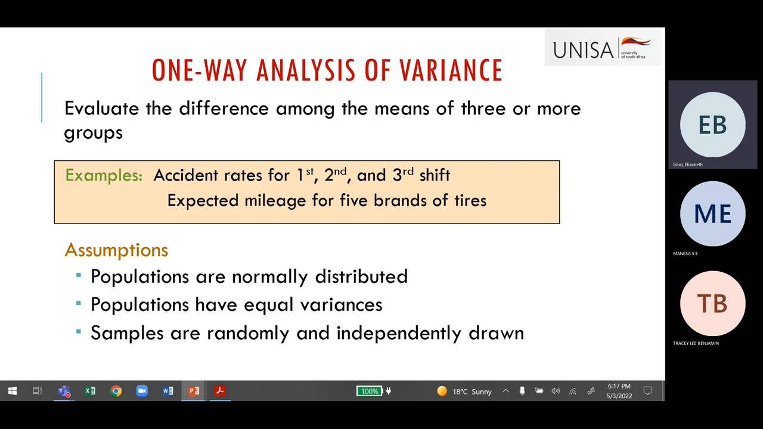So for example, accident rates for first, second and third shift, or expected mileage for the five brands. So those are the accident rates, and we can test the difference amongst all these groups of accidents. We can test the groups of the shift expected mileages in terms of the accident rate as well.